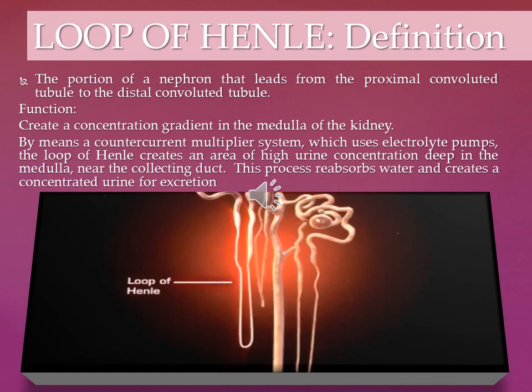Its function is to create a concentration gradient in the medulla of the kidney by means of a countercurrent multiplier system, which uses electrolyte pumps. The loop of Henle creates an area of high urine concentration deep in the medulla near the collecting duct. This process reabsorbs water and creates a concentrated urine for excretion.